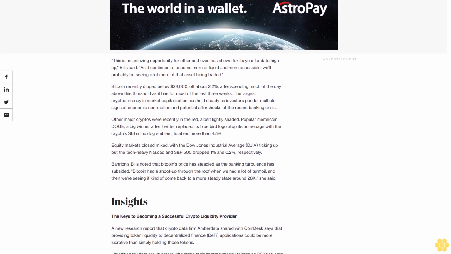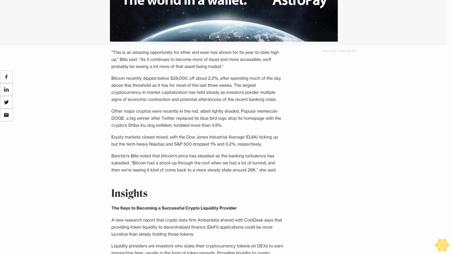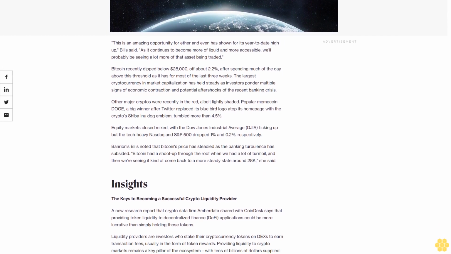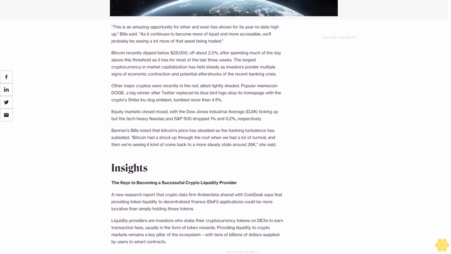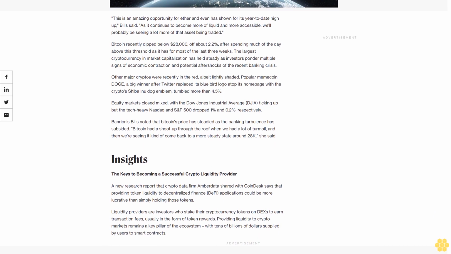Banyan's Bills noted that Bitcoin's price has steadied as the banking turbulence has subsided. "Bitcoin had a shoot up through the roof when we had a lot of turmoil, and then we're seeing it kind of come back to a more steady state around 28K," she said.